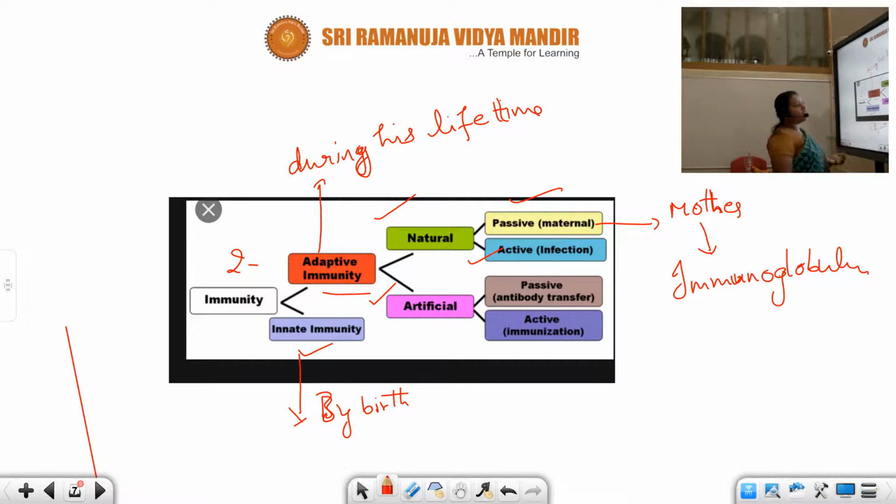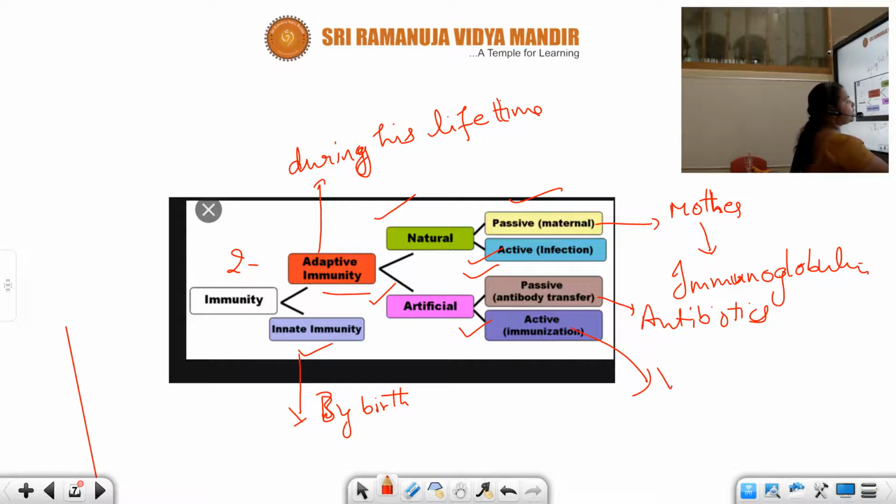In the case of artificial immunity, it is again of two types, passive and active. Passive is antibody transfer, where we can get this type of immunity. In the case of active immunization, it is nothing but vaccination. So by using vaccines, generally we can increase the immune response in the particular individual.